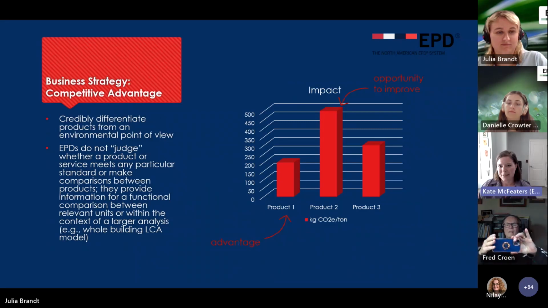Another element for business strategy is how do you have competitive.